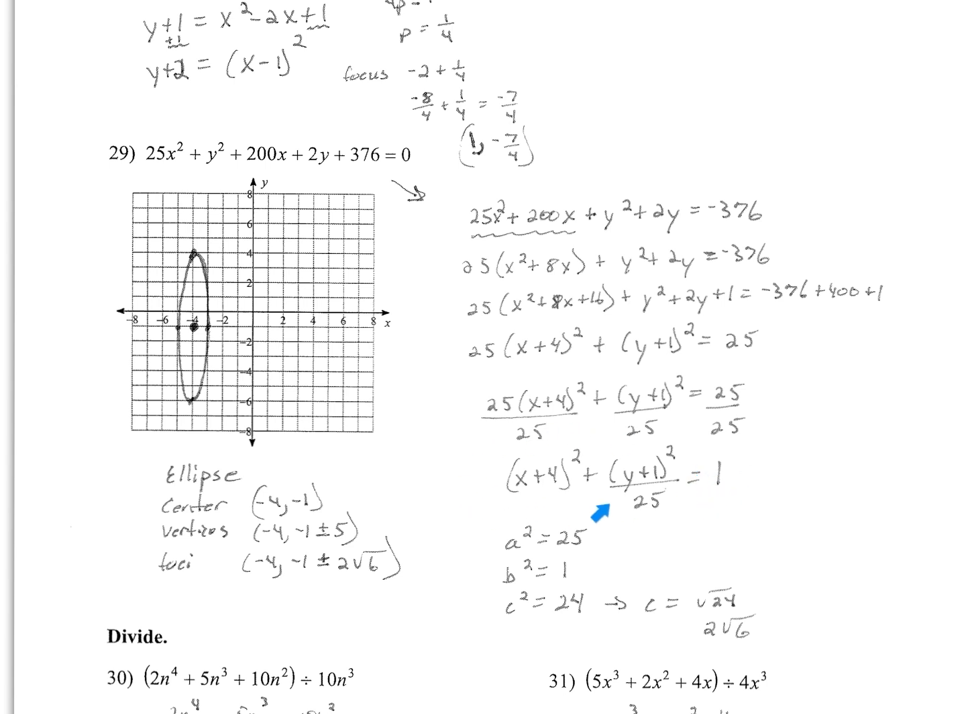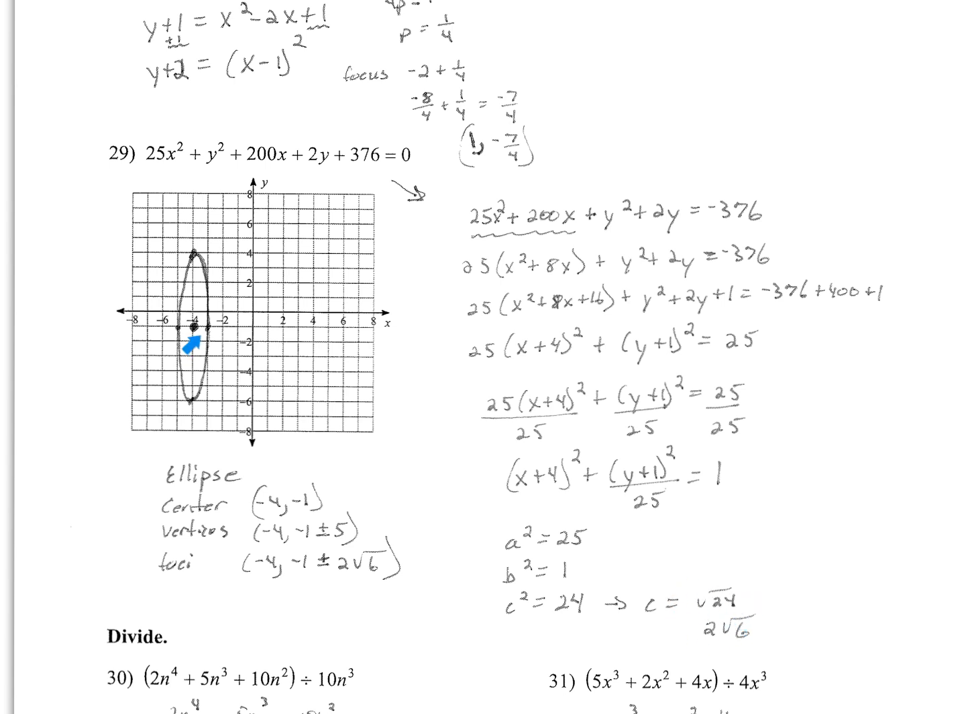So now you have your equation in ellipse form, and you can see that the longer of the two is the a squared, which is 25. And the b squared is 1. From that information, we can figure out what c is. It's a squared minus b squared, so that's 24. c squared is 24. c then is the square root of 24, or we could write that as 2 square root 6. And we use that to identify the foci of an ellipse.